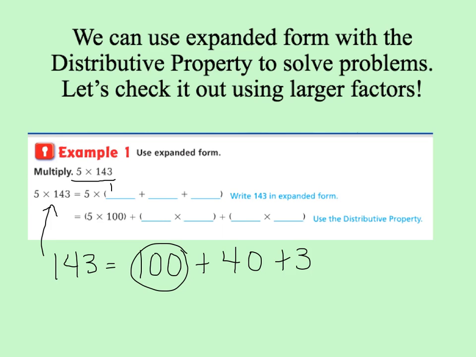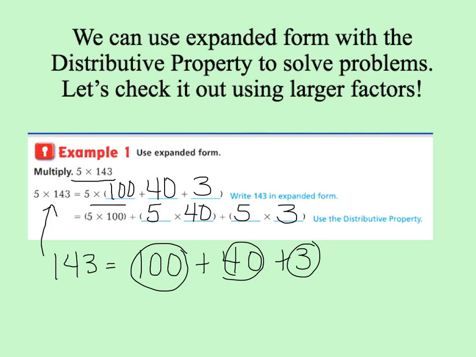So that would be 100 plus the second part plus my ones. All right, we've written it in expanded form, and now let's go ahead and use the distributive property and solve it. 5 times 100, that's this part, plus 5 times the 40, plus 5 times the, hope you said 3.